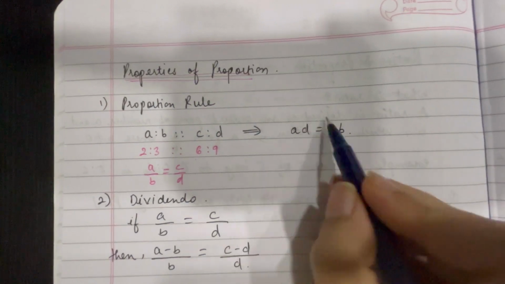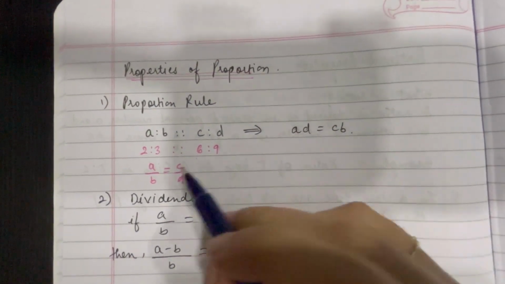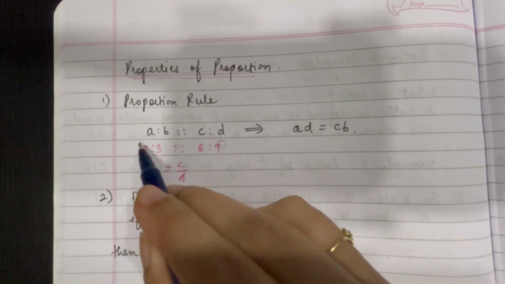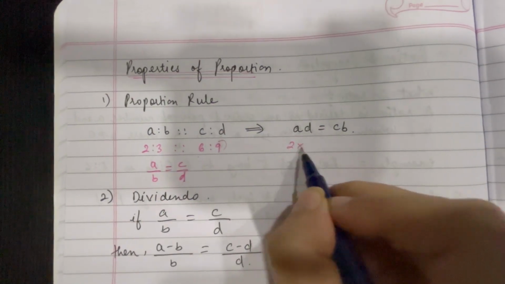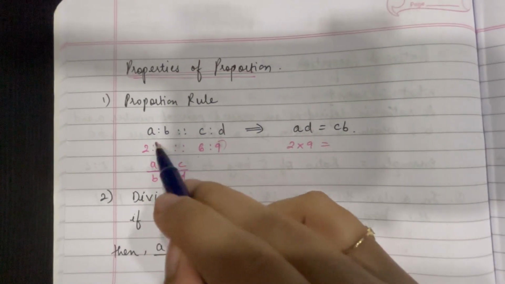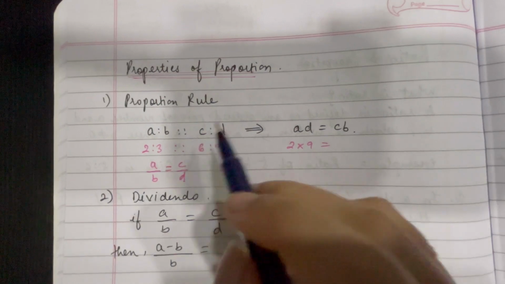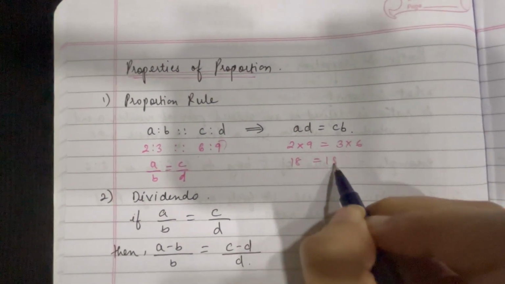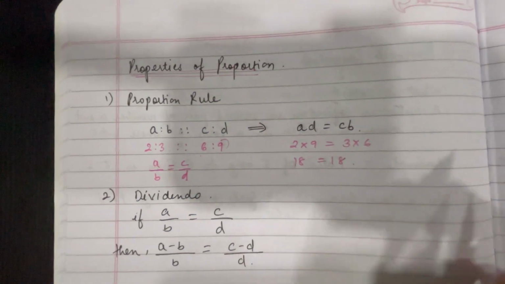Alright, so now how can we satisfy this? So A and D, here D is 9, A is 2. So 2 into 9 is equal to B, that is 3, into C, that is 6. So 3 into 6, 18 equals 18. I hope this much is clear.